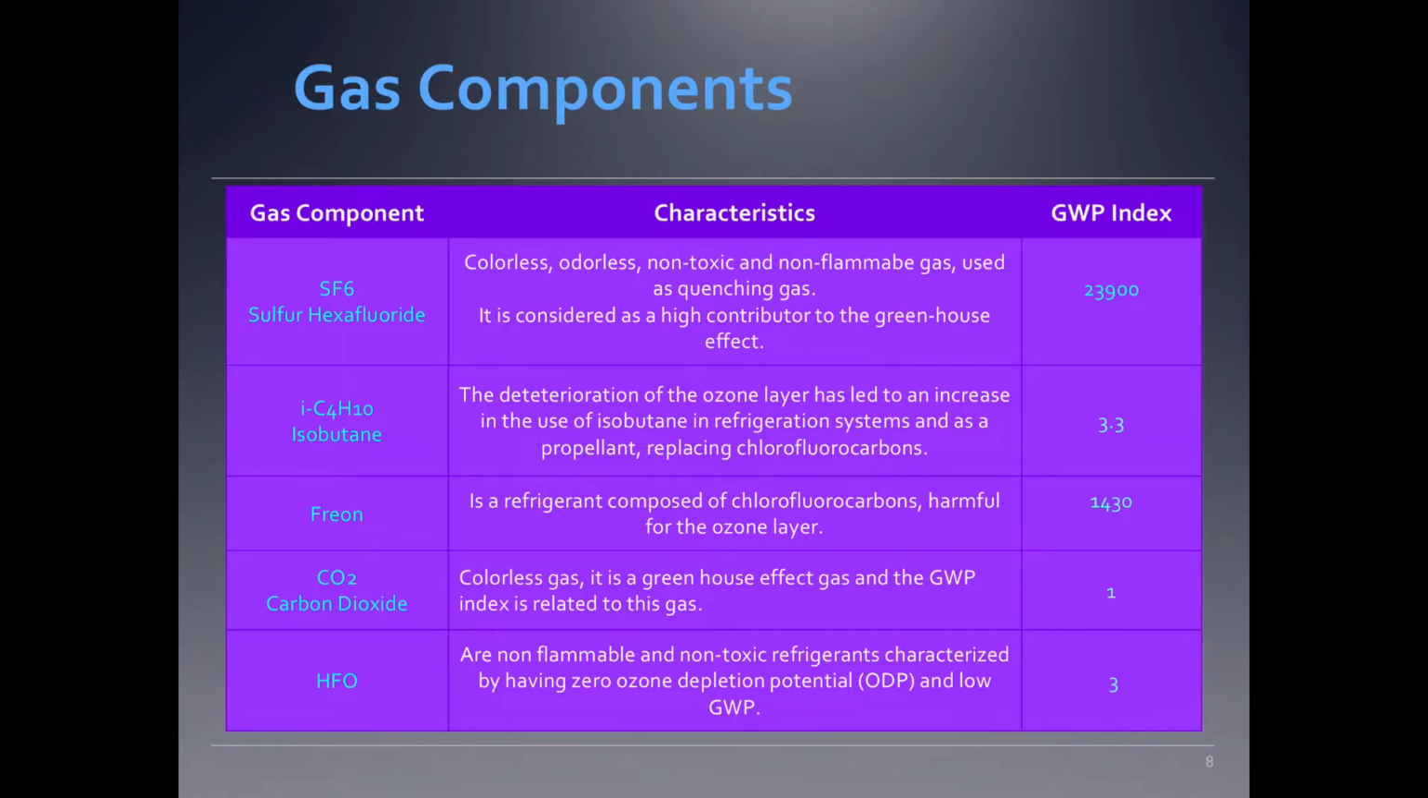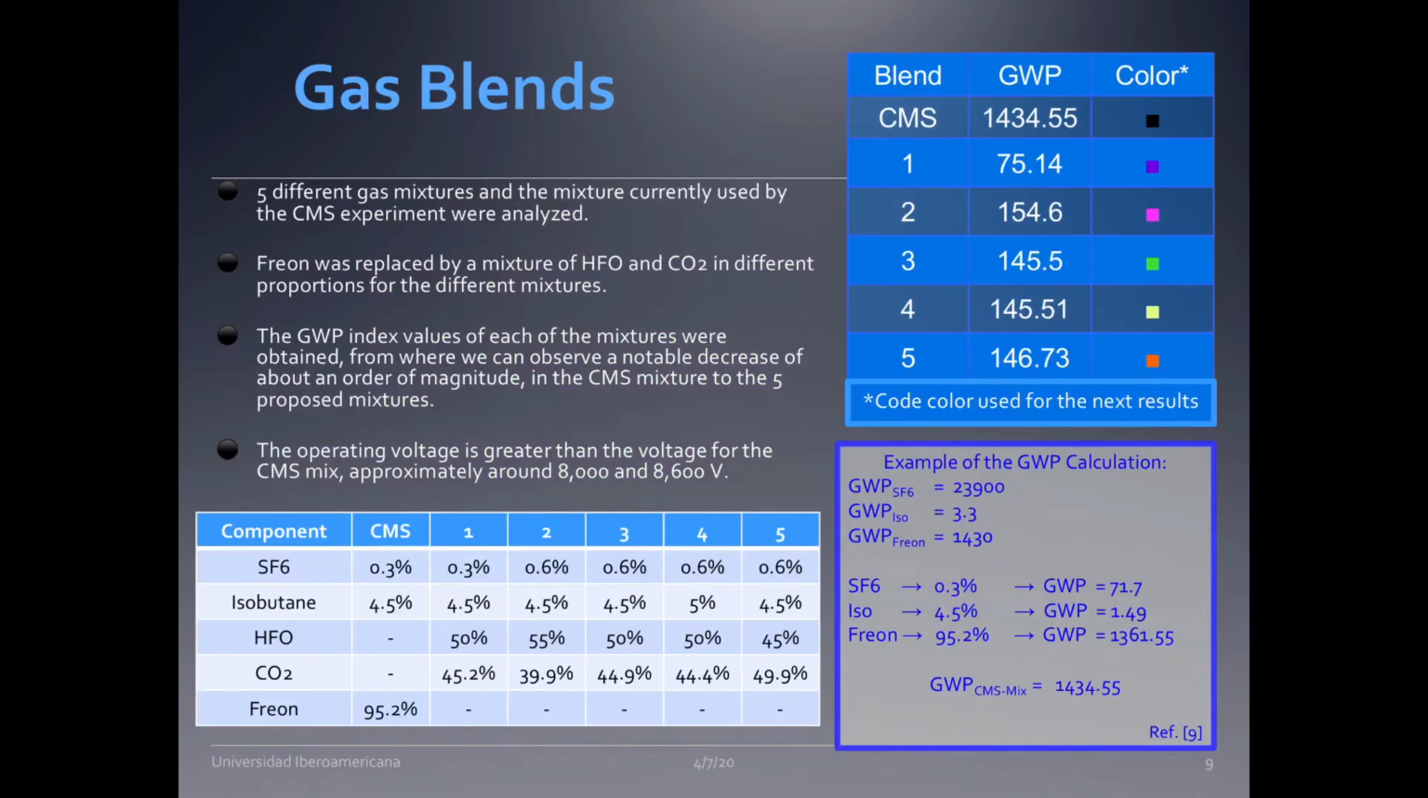As said before, mixtures are proposed to replace the actual one. In this table, we summarize the considered components of all of them. Some characteristics are shown, as well as their GWP values. From here, we can see that freon and SF6 are the components with highest GWP values.